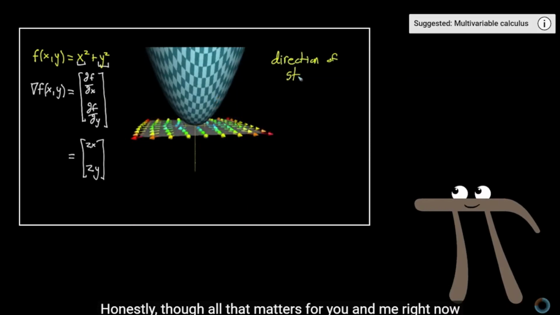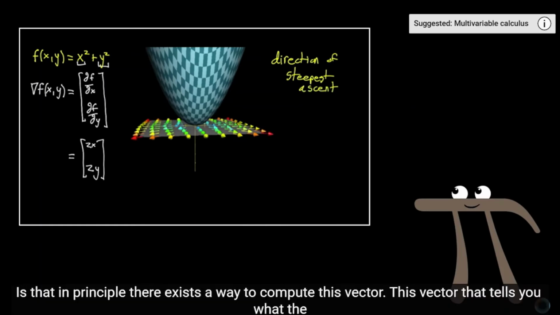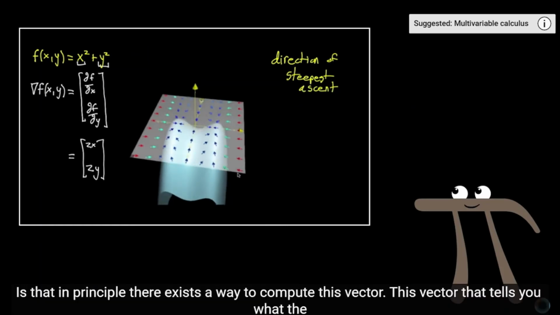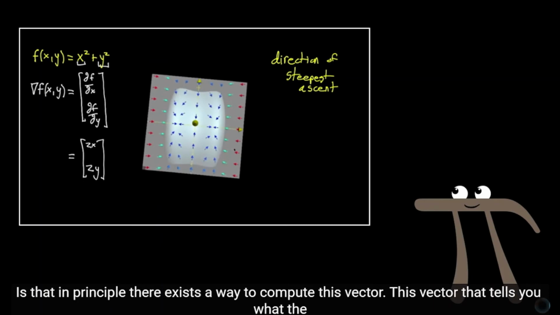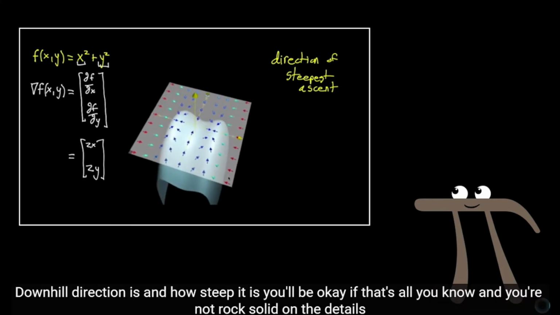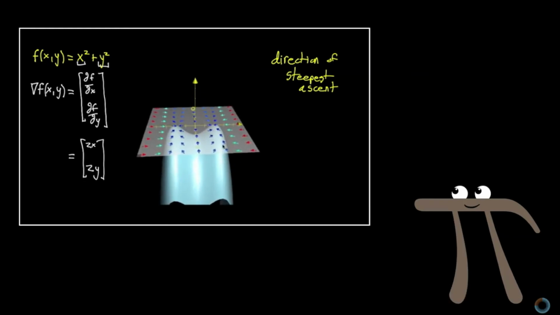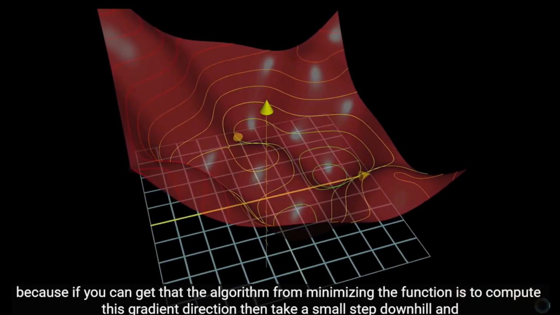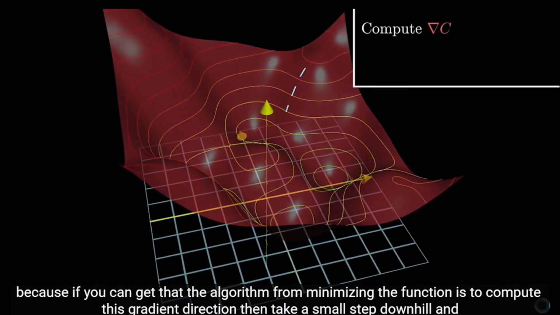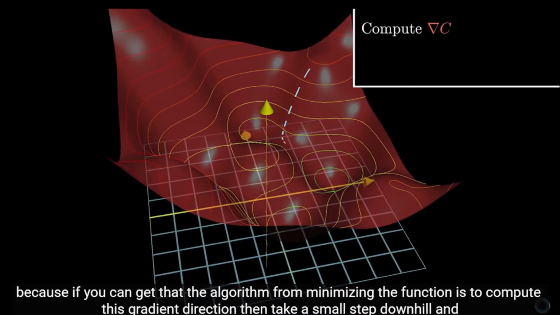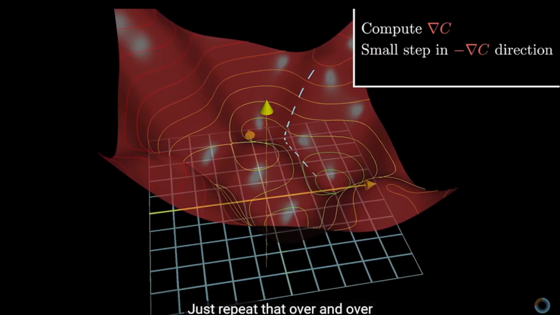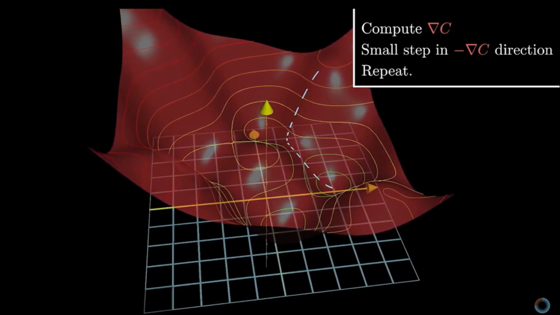Honestly though, all that matters for you and me right now is that in principle there exists a way to compute this vector. This vector that tells you what the downhill direction is and how steep it is. You'll be okay if that's all you know and you're not rock solid on the details. Because if you can get that, the algorithm for minimizing the function is to compute this gradient direction, then take a small step downhill, and just repeat that over and over.